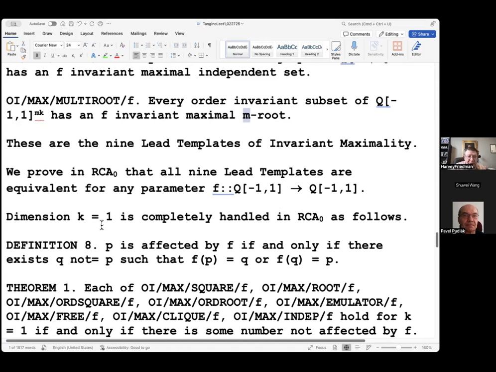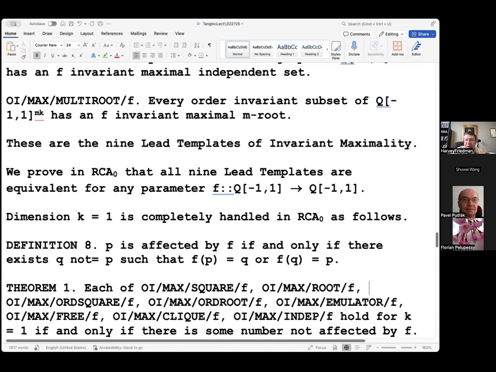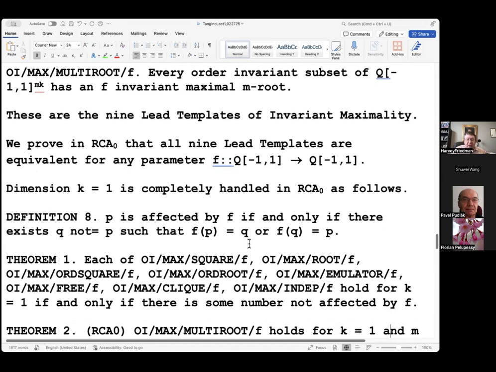All right, so dimension k equals 1 is completely handled in RCA naught. As you'd expect, dimension k equals 1 is really nothing exciting. P is affected by F if and only if there exists Q not equal to P, such that F of P is equal to Q or F of Q equals P. That's what it means to be affected. So these 8 statements hold for k equals 1 if and only if there's some number not affected by F. That's a very weak condition on F.